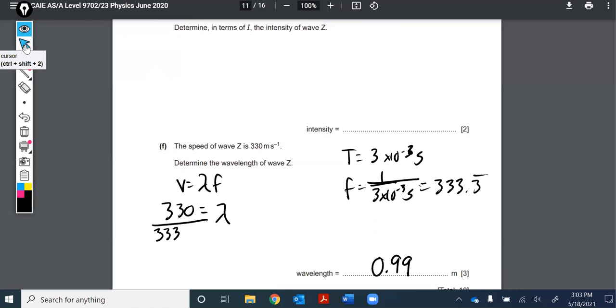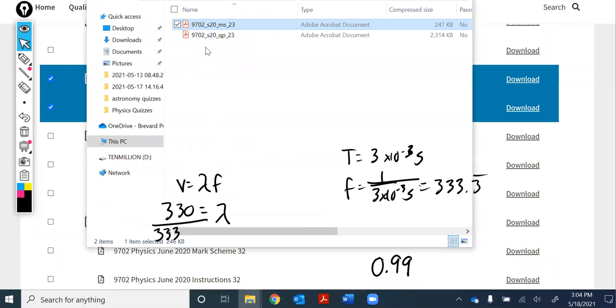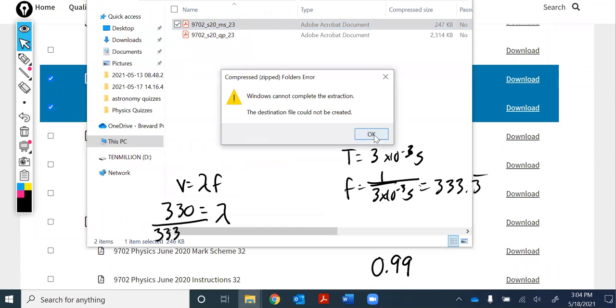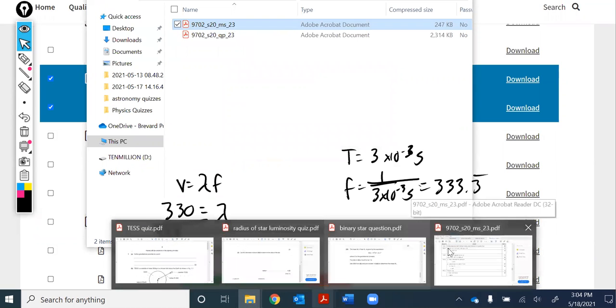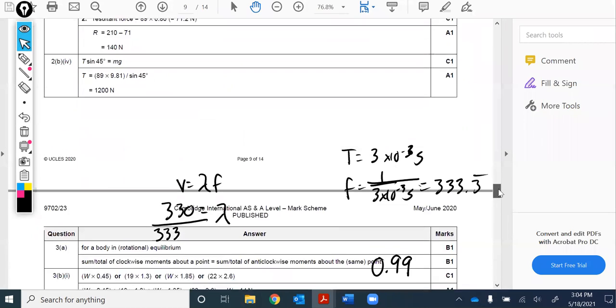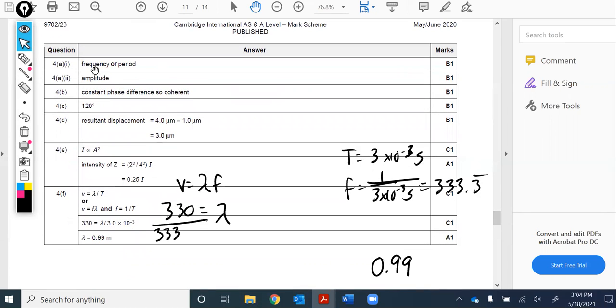All right, let's look at the marks. And there you have it there. Frequency or period, the amplitude, constant phase difference, so they are coherent, 120 degrees, 2 micrometers, 0.25, 0.99. Well done, everybody.